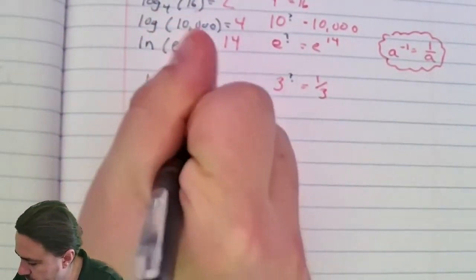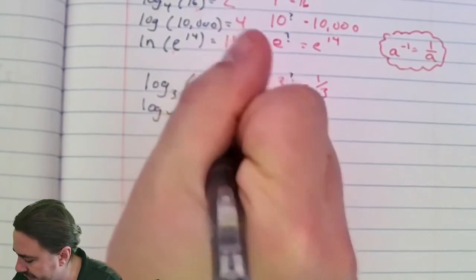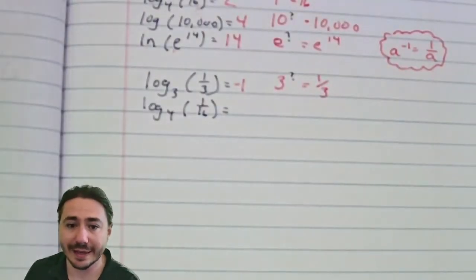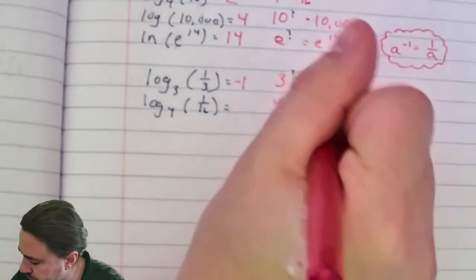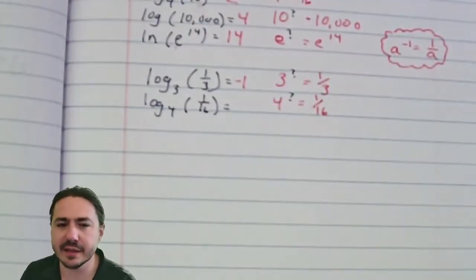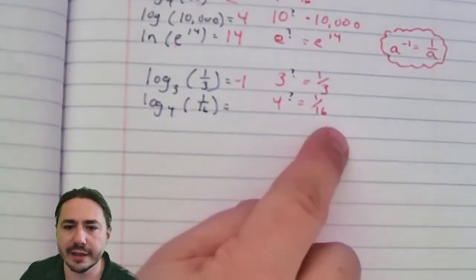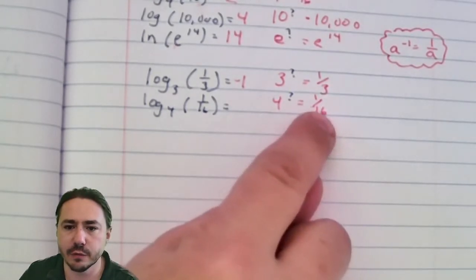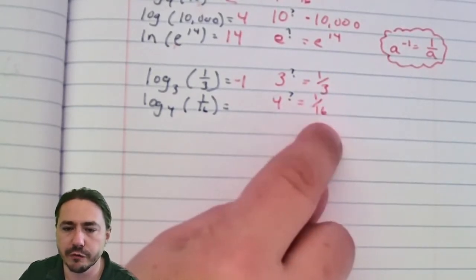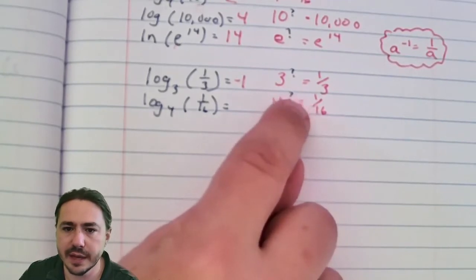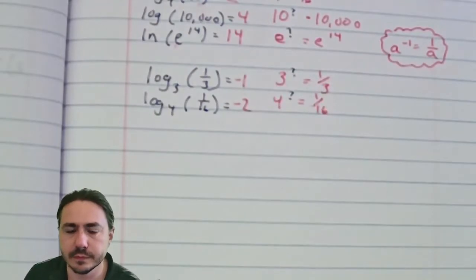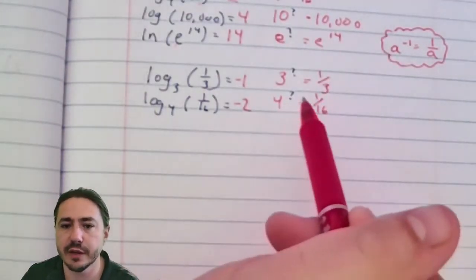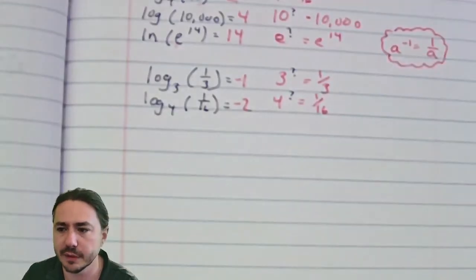If we have log base 4 of 1/16, what is that going to equal? Well, 4 to what power is 1/16? If it's not as obvious, you might try to write this as a power of 4, right? 16 is 4 squared. So 1 over 4 squared means that this would need to be -2. Because 4 squared is 16, so 4 to the negative second power would be 1 over 16.